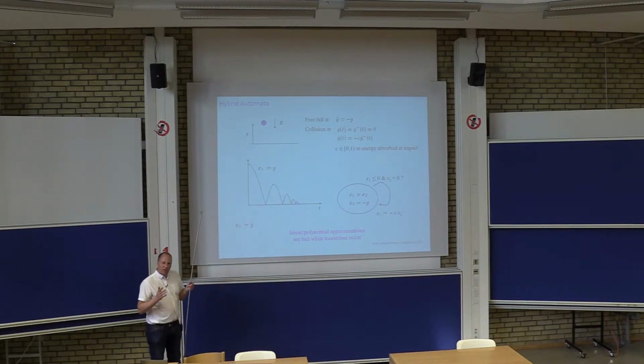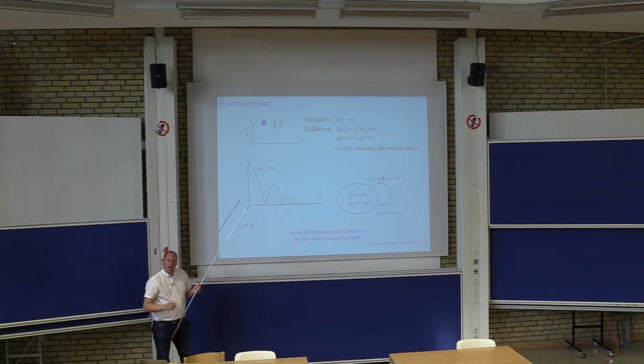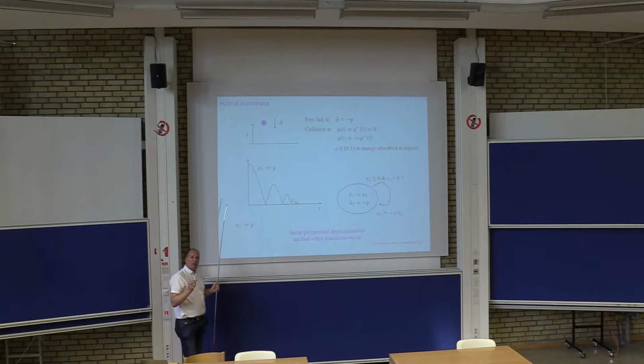So actually it's more fair to say that it's not only a simulation problem, but a problem of the model itself. In this particular example, the model is not really reflecting what's going on in reality. Because in reality, the bounce will take some time. So it will not have an infinite number of bounces in finite time.